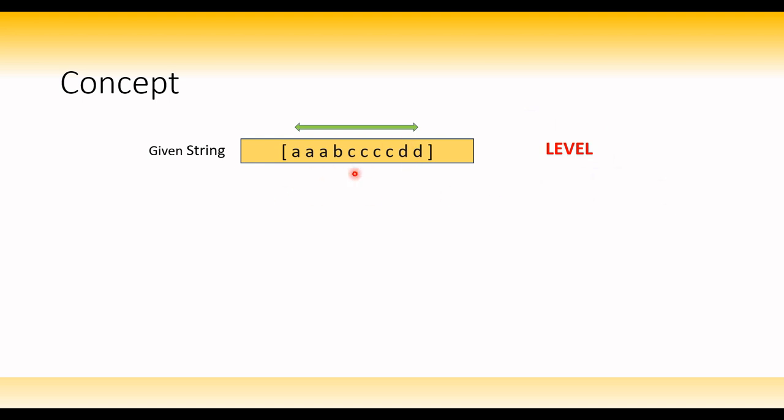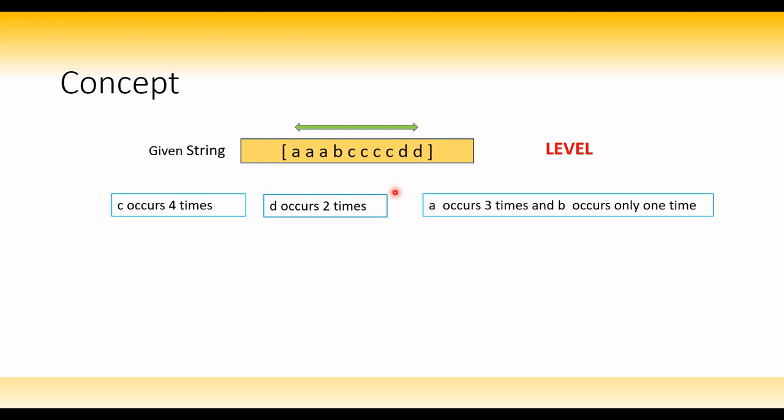Now let us one by one count the number of alphabets that have occurred an even number of times and an odd number of times. So C occurs 4 times in this given string, D occurs 2 times, A occurs 3 times and B occurs only 1 time. So these are the odd occurrences of the characters.